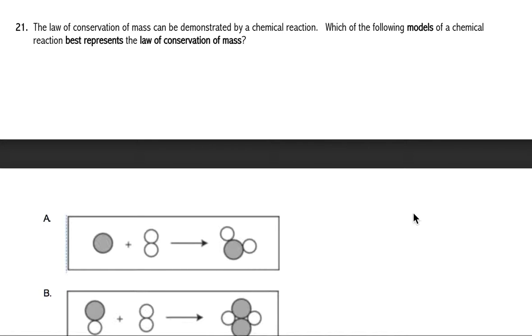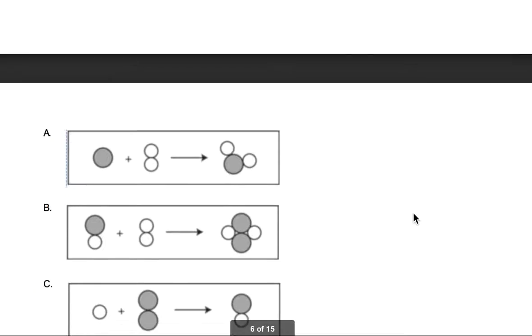Question 21. The law of conservation of mass can be demonstrated by a chemical reaction. Which of the following models of a chemical reaction best represents the law of conservation of mass?